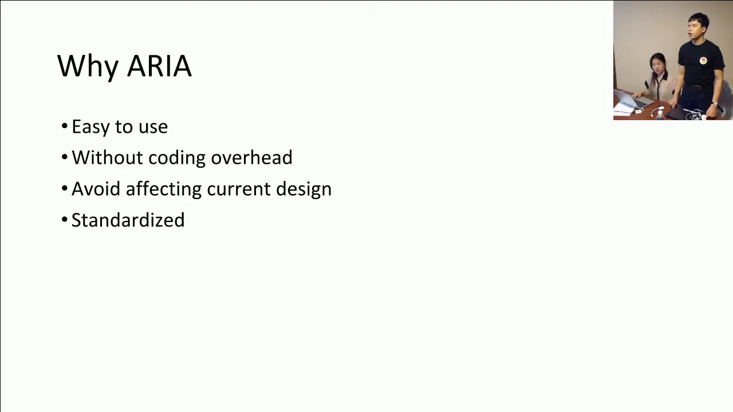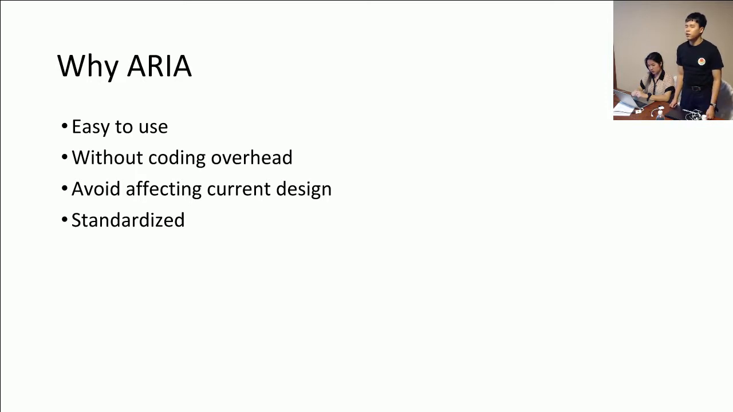Why do we need to use ARIA? First, it's very easy to use. You only need to add some attributes to your HTML elements. The second thing is it reduces coding. I mean, it doesn't add coding overhead. You don't need to write too much code, and you don't need to build a separate module or any complex thing for this. And then it avoids affecting the current design.